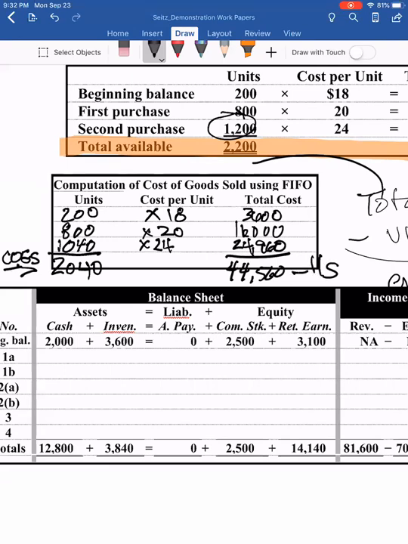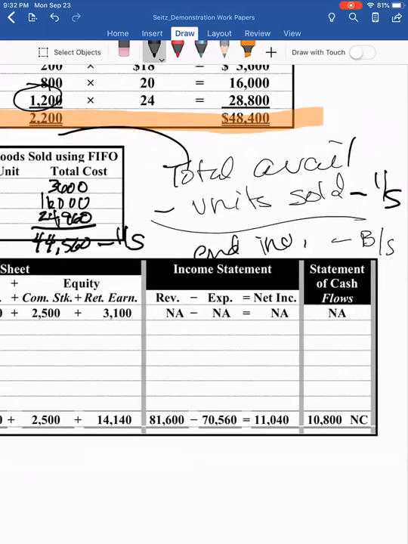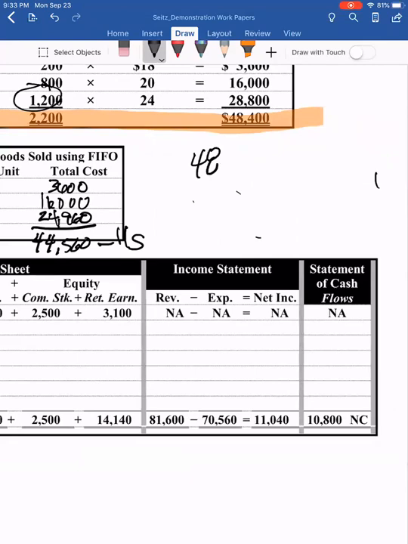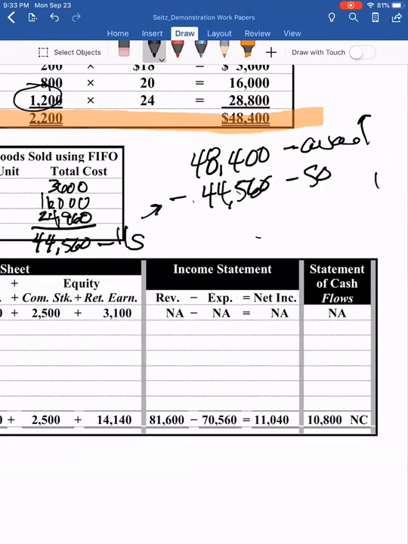That means that the remainder, because remember total available for sale, I'm going to erase this here so I can use this space. Total available for sale, the 48,400, that's the available, less 44,560, that's what is sold. That means that the remainder is ending inventory. Okay, so let me just grab the calculator here.